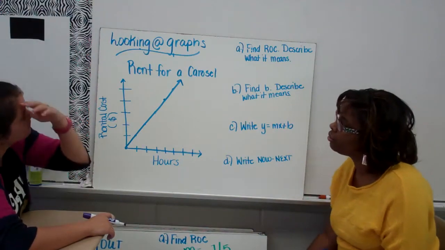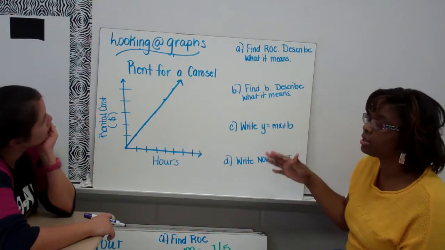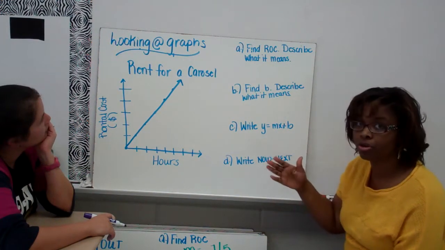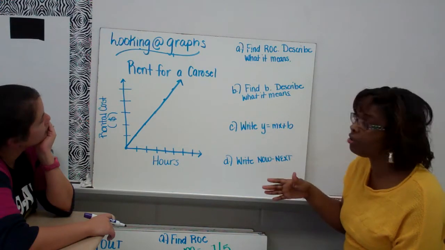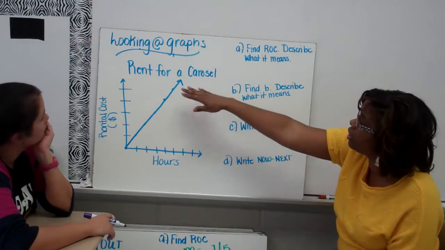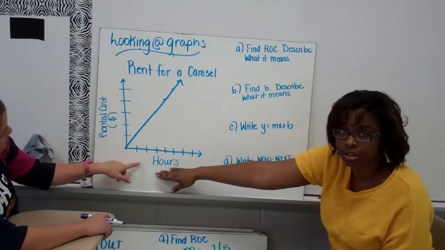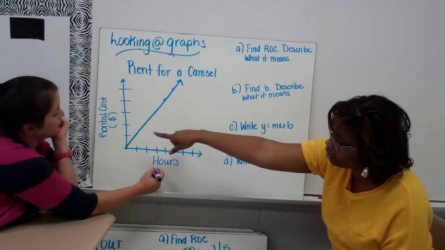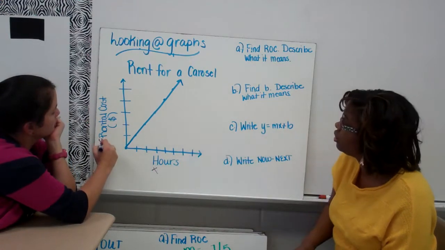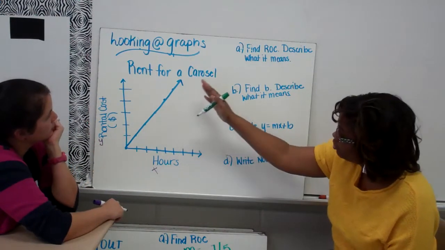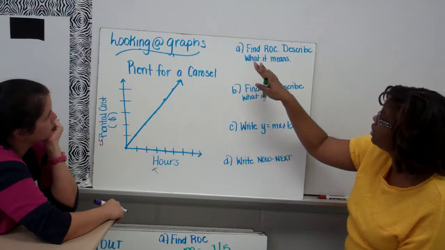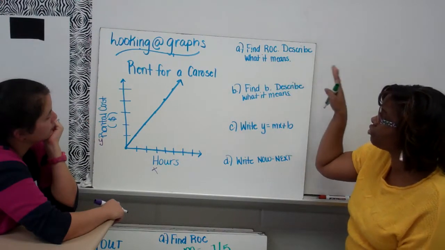Alright, so the next one we want to actually look at graphs and do the same thing. You should be able to go back and forth between the equation, the graph, and the table. So in this particular case, we have rent for a carousel, where our independent variable is hours and our dependent variable is the rental cost. We have the graph drawn for us already. The first thing is find the rate of change and describe what it means.